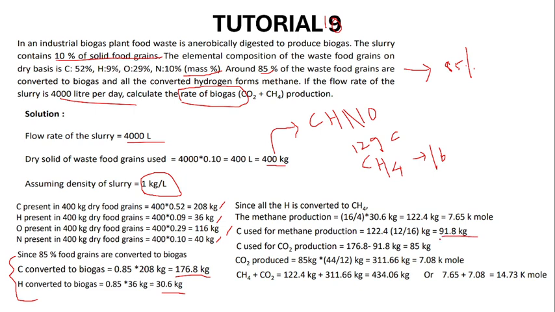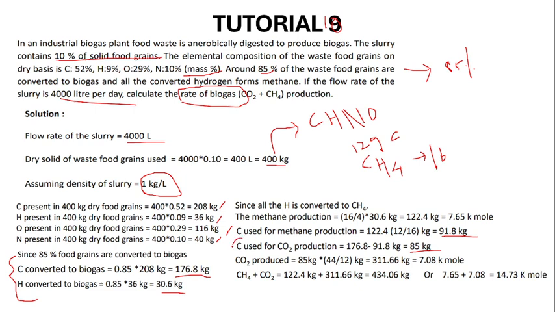So subtract this 91.8 kg, which is used for methane production, from the total amount of carbon converted to biogas, 176.8, to obtain the carbon used for CO2 production, which is nothing but 85 kg. So 85 kg of carbon is used for CO2 production and 91.8 kg of carbon is used for methane production.